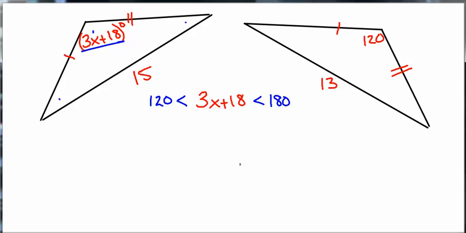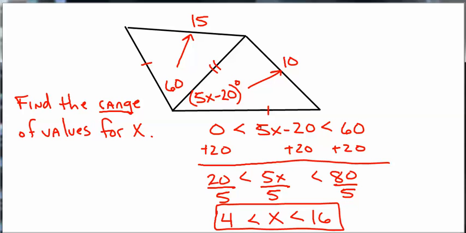Look at the other one. The other one said that 5x minus 20, this was the beginning, is less than 60, right? Well, if it's less than 60, it's got to be bigger than something else. It's got to be bigger than 0. You can't have an angle measure of 0. Okay? Because 60 is not less than, because the 10 is less than the 15. So the 60 is bigger than this. Included angle opposite the longer side.